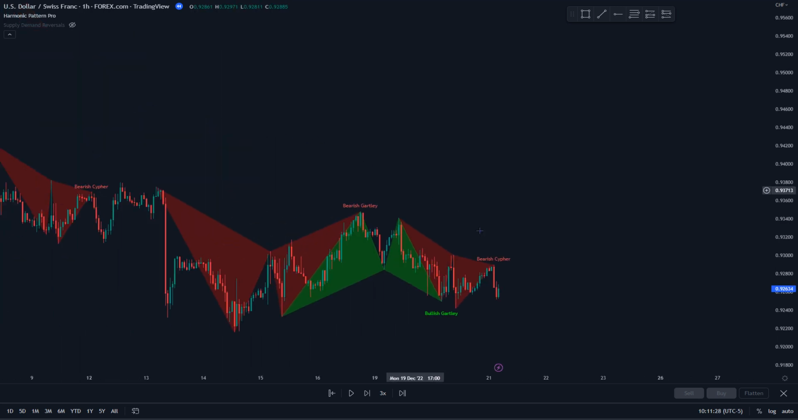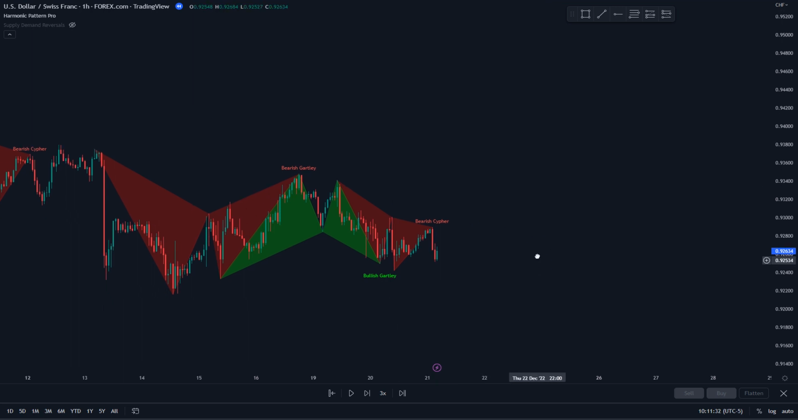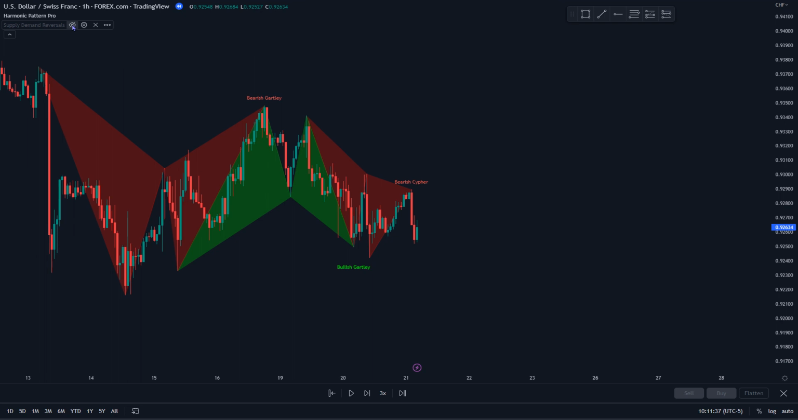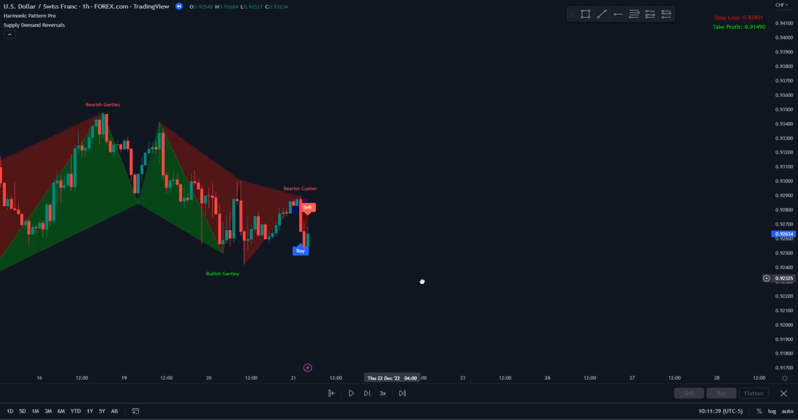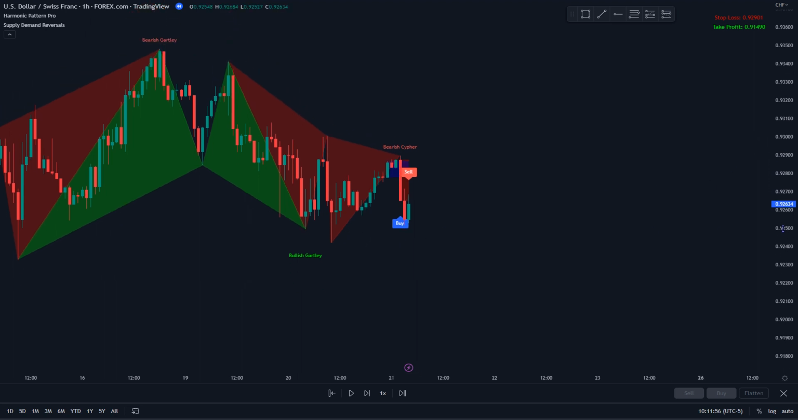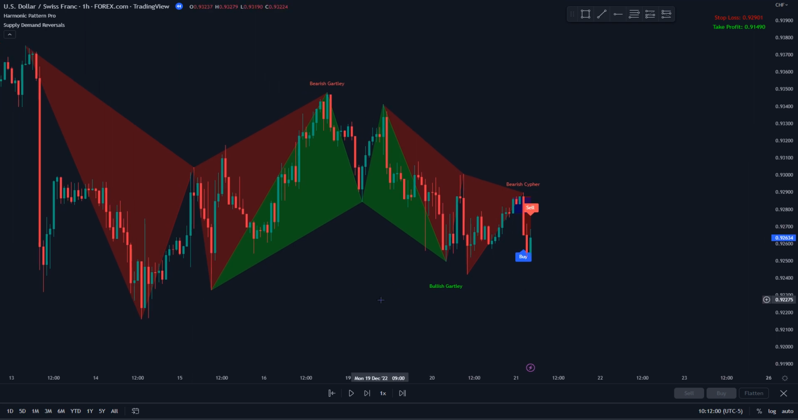the 1 hour. And you can see here I've got the Harmonic Pattern Pro up here as well. Let me turn on the supply demand reversals. So here's where we're at. We've got, again, the 4-hour in a strong downtrend, so we mostly want to be looking for sells. Those are going to be our highest probability trades.